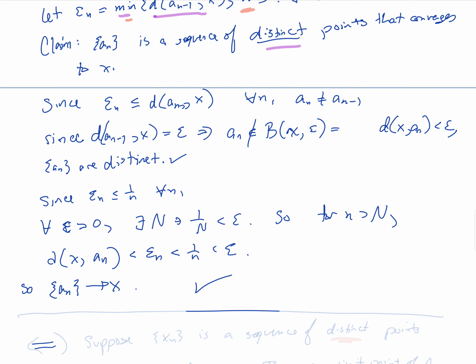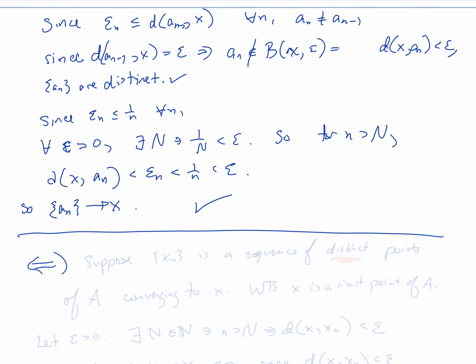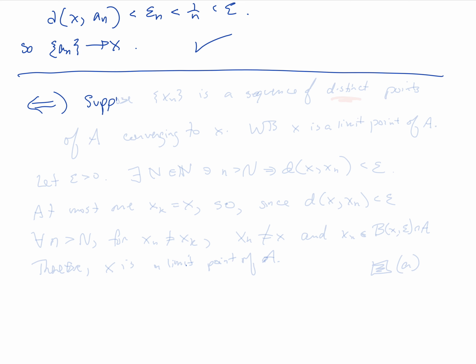Let's now prove the reverse implication for this theorem. So let's suppose that the sequence x_n is a sequence of distinct points of A converging to x. We want to show that x is a limit point of A. So that's what we want to show.